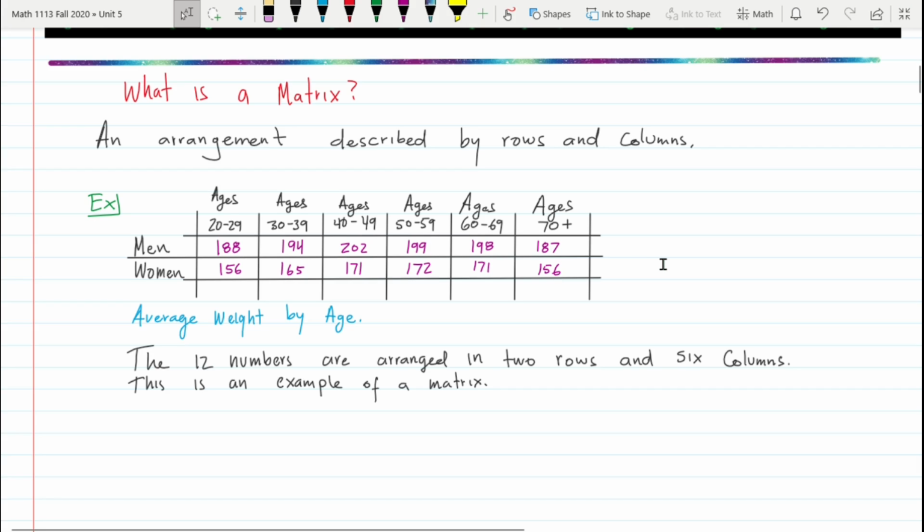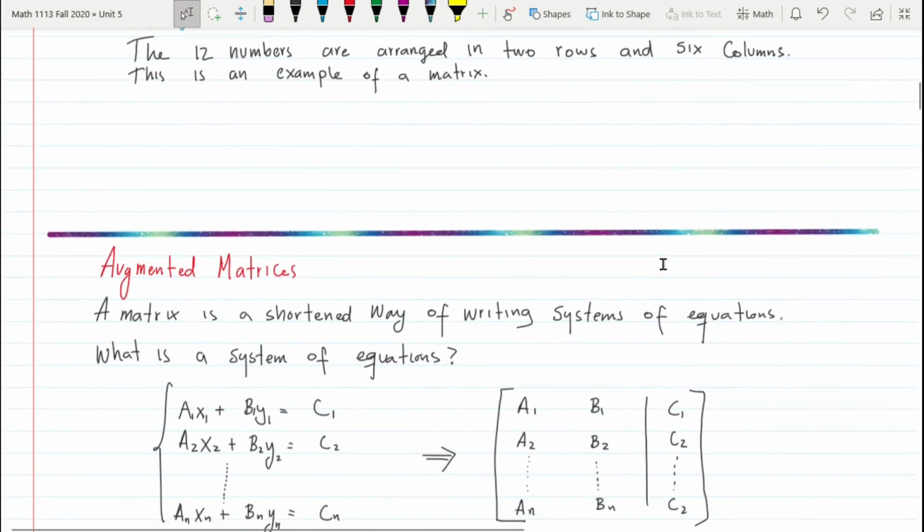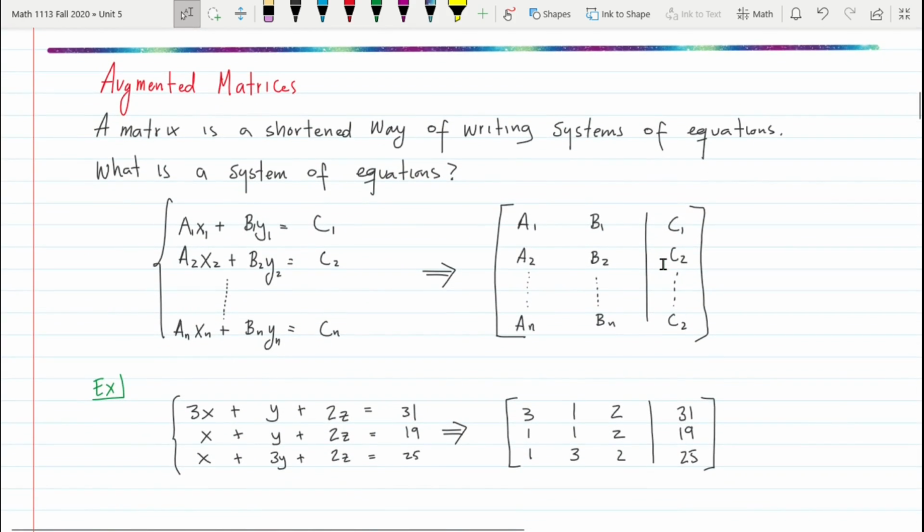It's not quite the matrix that you're going to know it as, but it's the beginning of it, right? This is how we start developing what a matrix is. Another example of what a matrix is, is called an augmented matrix, and it comes from linear equations. So a matrix can be a shorthand way of writing systems of equations.